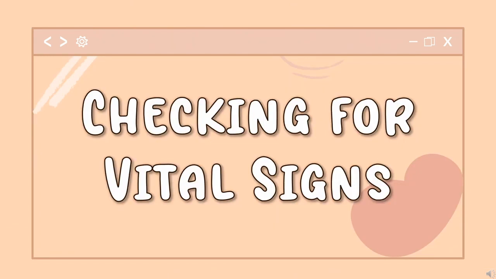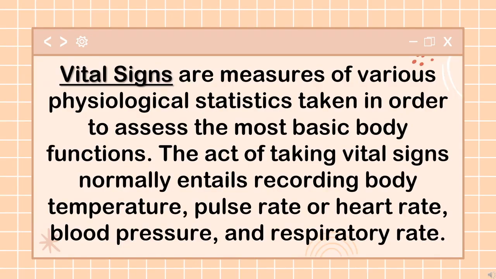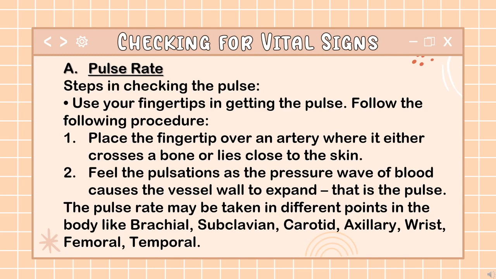Now let's proceed to the steps on how you can check the vital signs of a person so you can better assess the victim's condition. Vital signs are measures of various physiological statistics taken in order to assess the most basic body functions. The act of taking vital signs normally entails recording body temperature, pulse rate or heart rate, blood pressure, and respiratory rate.